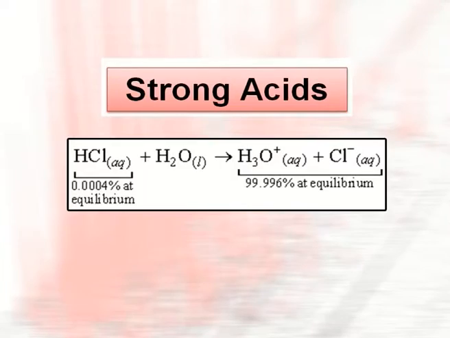Now, some acids are called strong acids. The example is HCl. Strong acids dissociate almost completely in water, as in this case for HCl. HCl dissociates to form H plus and Cl minus, and in the equilibrium mixture, the amount of undissociated HCl is just 0.0004%, while the amount of proton and Cl minus is 99.996%. Or in other words, a strong acid dissociates almost completely in water.